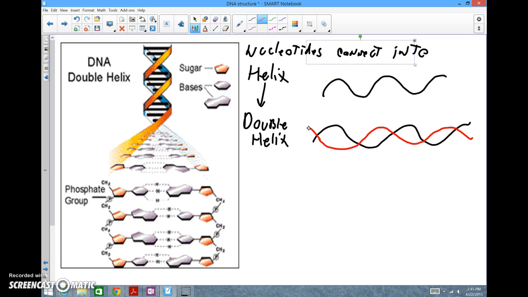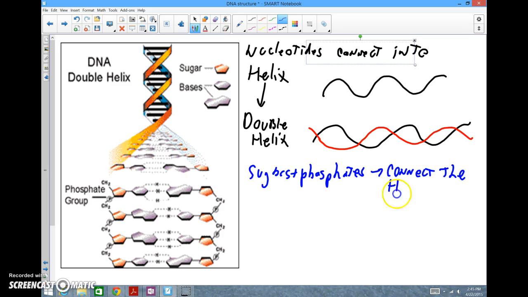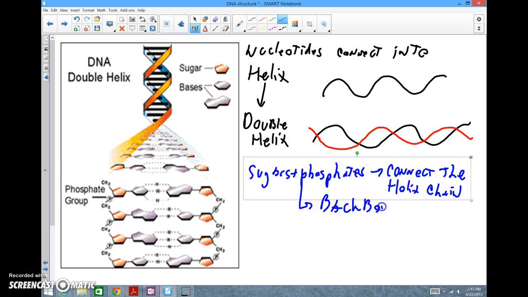The other thing they realized is, well, where do all the pieces of these nucleotides fit? So first you have the sugars and the phosphates. So what do they do? And what it turns out is that it is the sugars and the phosphates that connect the helix chain. In fact, we refer to this as the backbone. So what happens is, if I have this as a helix, the line that I've drawn is actually the sugars and the phosphates connected to each other. And the nitrogen base sort of pops off of it like that.